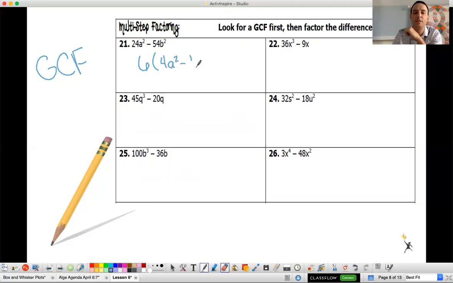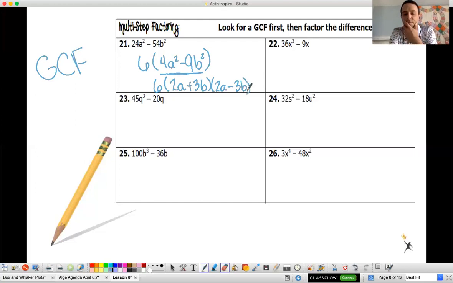minus 9b squared. Now, if I look at this section here, this is the difference of squares. Two perfect squares in both terms. So I can go one step further and keep the 6 on the outside and go 2a plus 3b times 2a minus 3b.